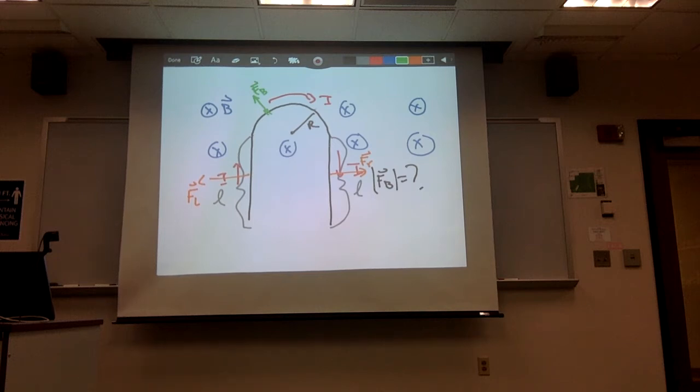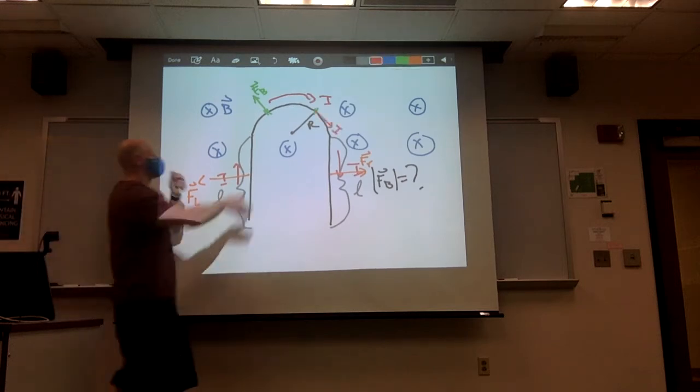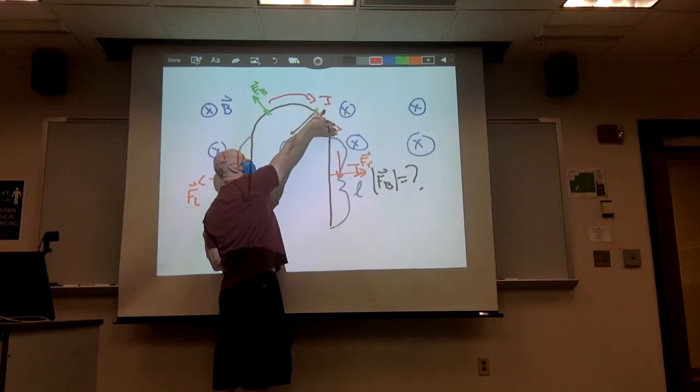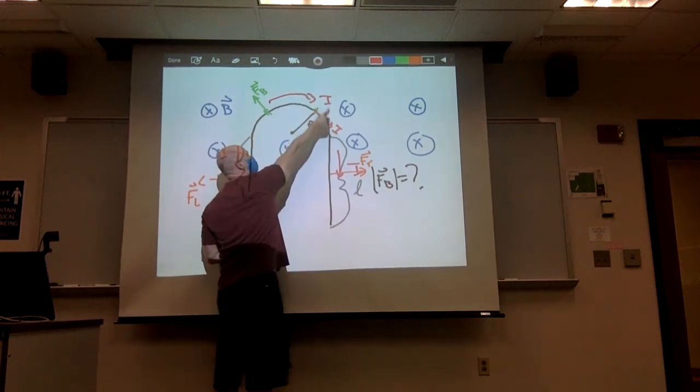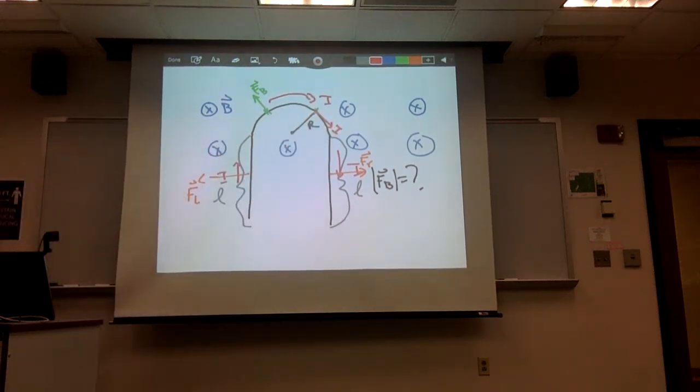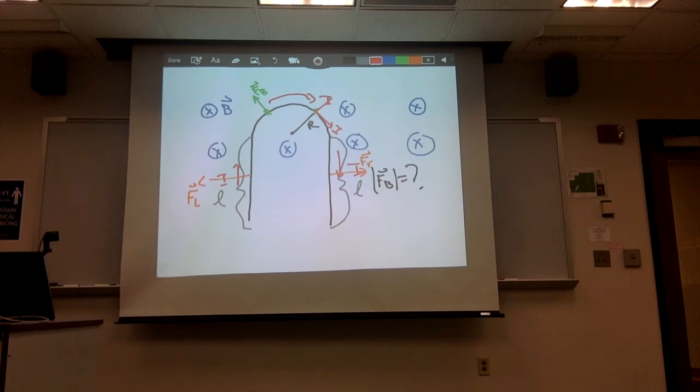But now let's look at a symmetric piece over here. At my symmetric piece, the current is at this moment moving in this direction. That's the direction of my currents. So I put my fingers in the direction of the current and curl towards the external magnetic field. My thumb then would point off in this direction, which means my magnetic force on this portion is going to point this way.